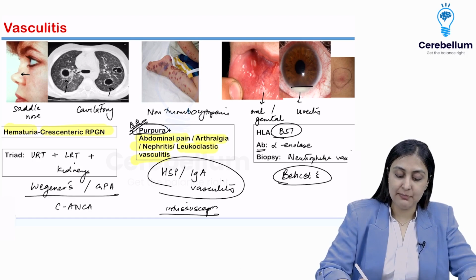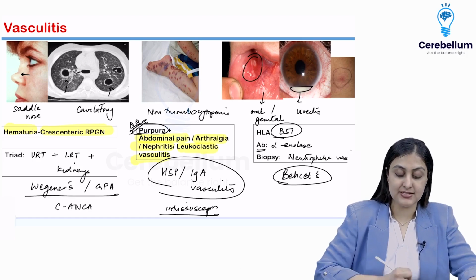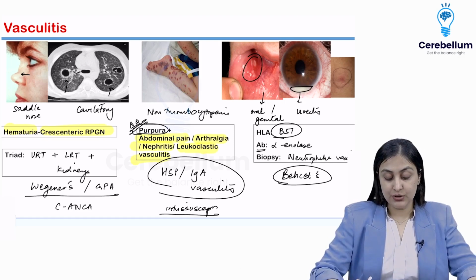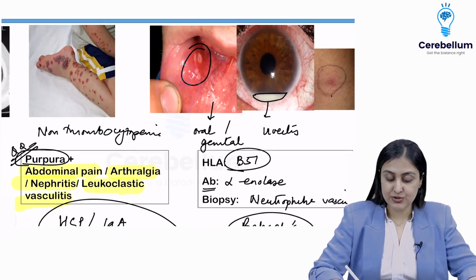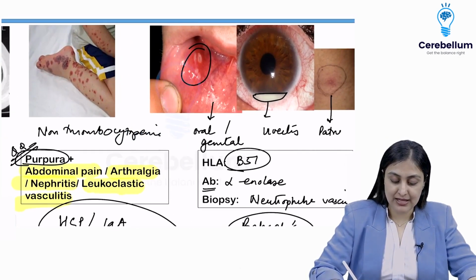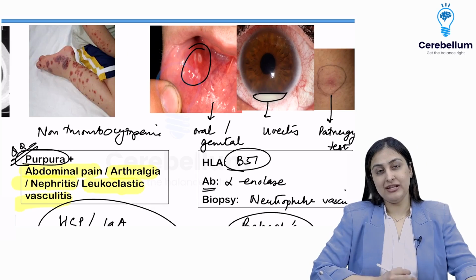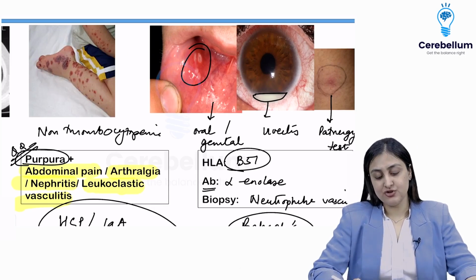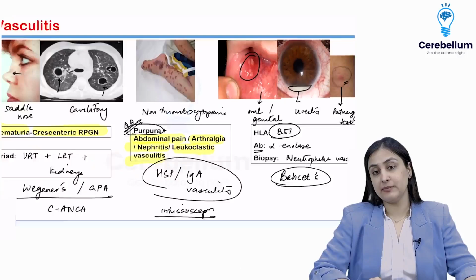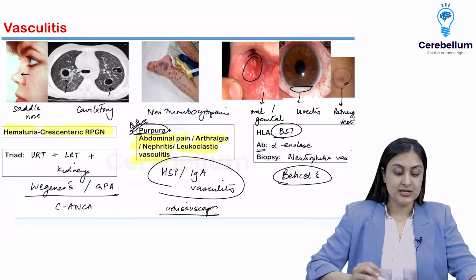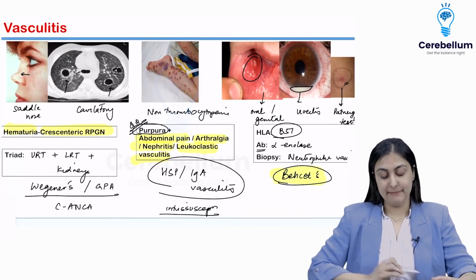You can see a hypopyon in the eye, you can see these ulcers in the oral and genital tract, and you also see this test which is known as the Pathergy test. Okay, so whenever you inject anything, even if you inject saline, this is going to have this inflammatory reaction. So this is all you got to know about Behçet's.